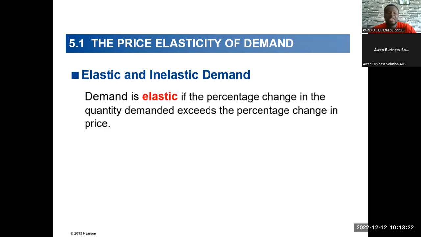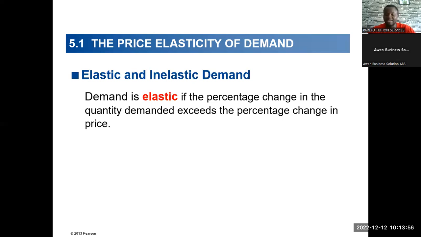Demand is said to be elastic if the percentage change in the quantity demanded is more than the percentage change in price. You remember we said we are comparing percentage change in price and quantity. For example, the one we saw for the latte: the percentage change in quantity was 100%, and the percentage change in price was 50%. So the percentage change in quantity was more than the percentage change in price, so demand for the latte will be elastic. That is what we mean by elastic demand.